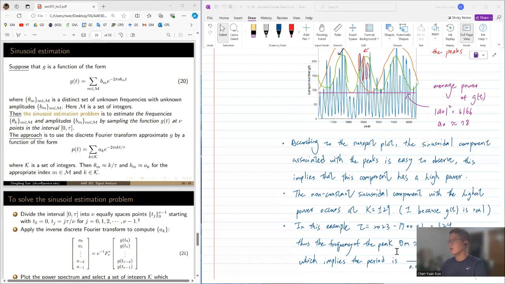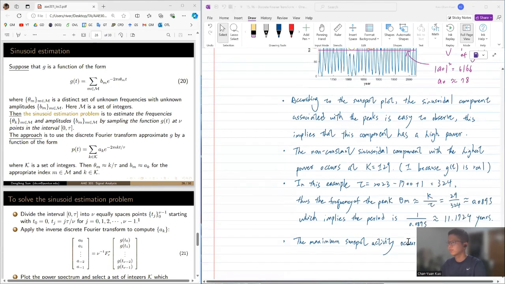0.0895. And also we know that the period is basically just the reciprocal of the frequency. So the period is going to be 1 over 0.0895, and that's about 11.1724 years. And so in the end, we can conclude that the maximum sunspot activity occurs about every 11 years.